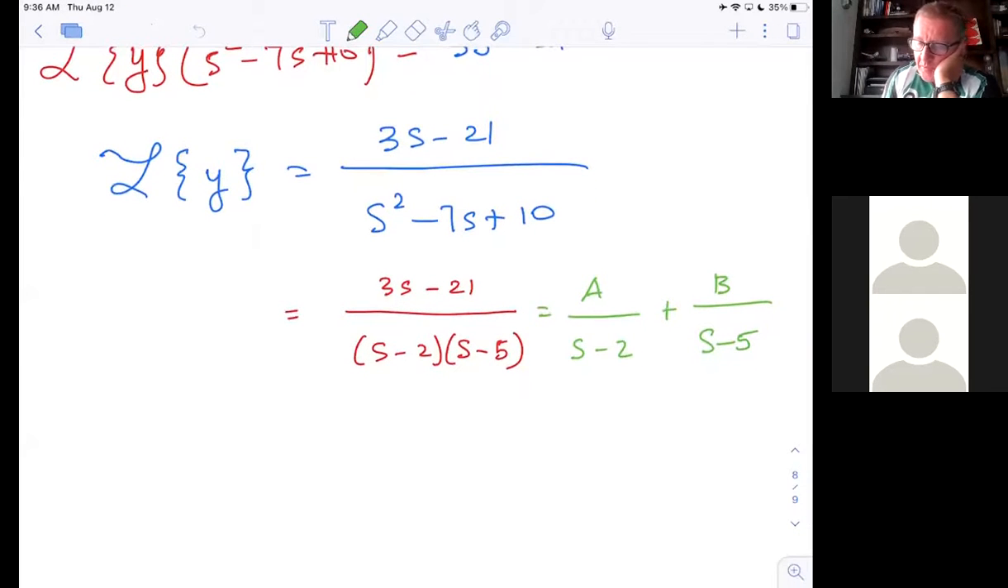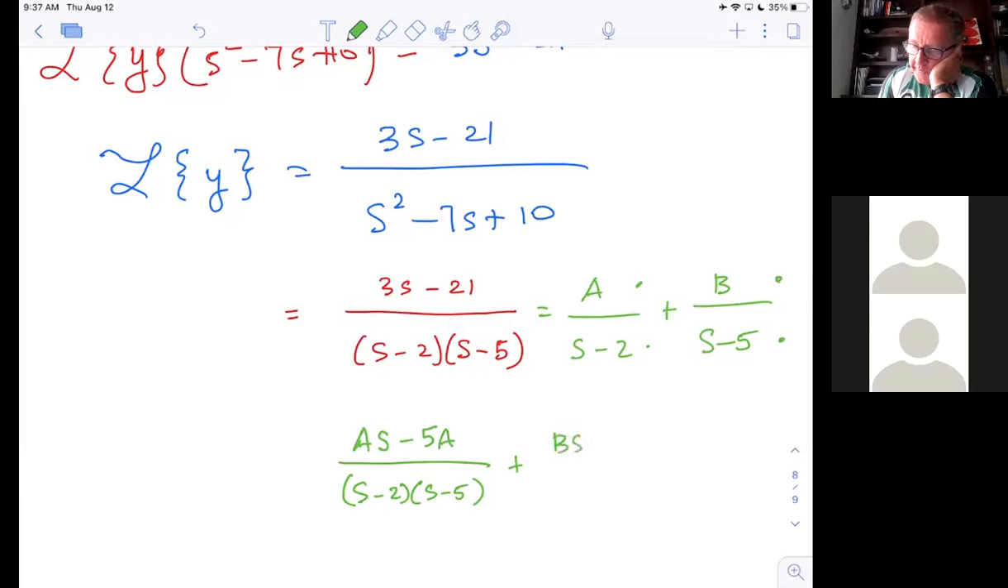So, if I was going to add these fractions together, don't you have to find a common denominator? So it'd have to be A times S minus A times 5 over S minus 2 times S minus 5. In other words, I'd multiply the top and the bottom of this fraction by S minus 5. Isn't that how you add fractions? And then do the same thing with B, multiply the top and the bottom by S minus 2. So that would be BS. That's convenient. And then I would have a common denominator, wouldn't I?